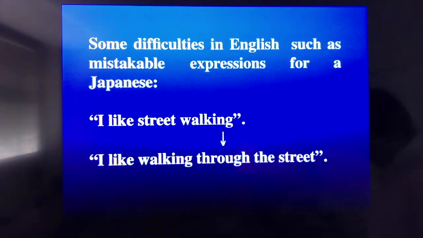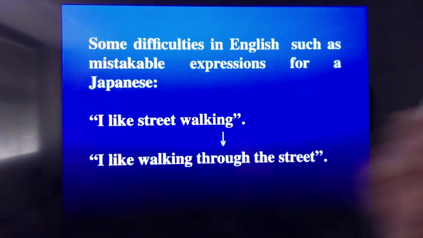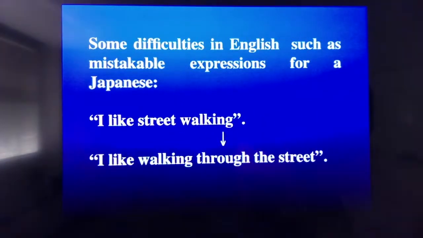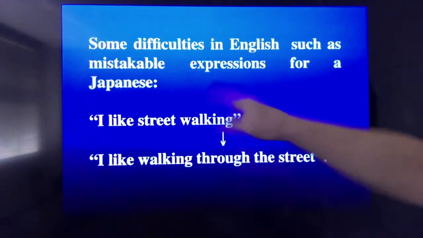Street walking has a specific meaning. That means it is closely related to street girls. So I like street walking means you often buy a prostitute on the street or something like that. So you cannot use the words street walking. This is prostitution or something.